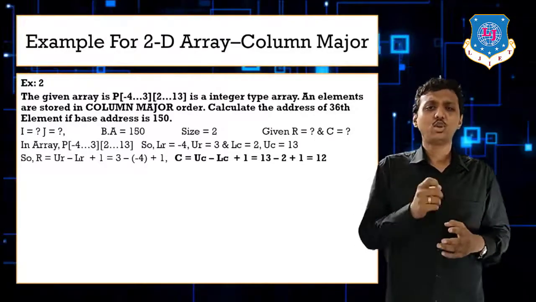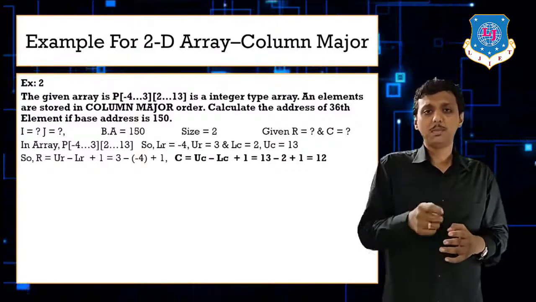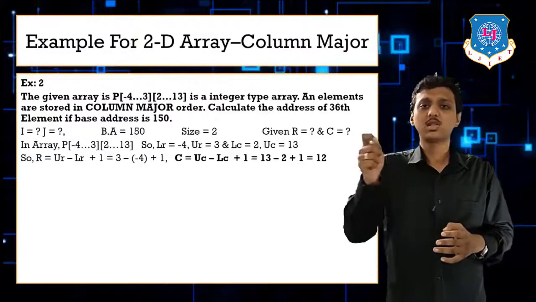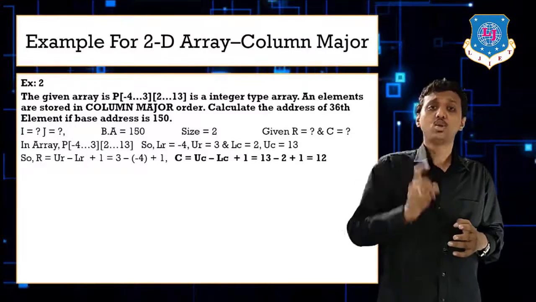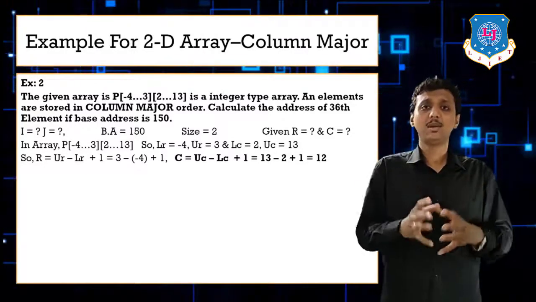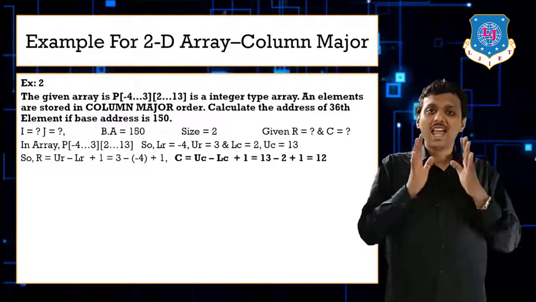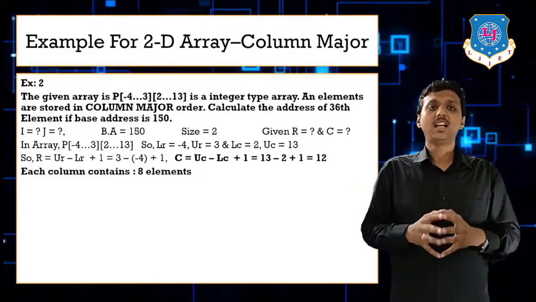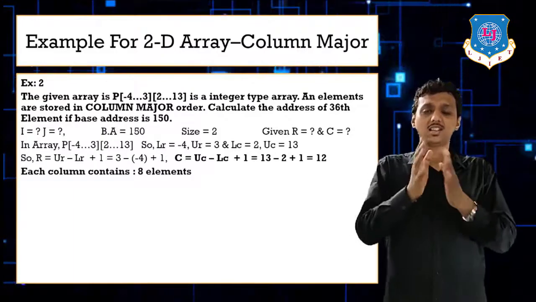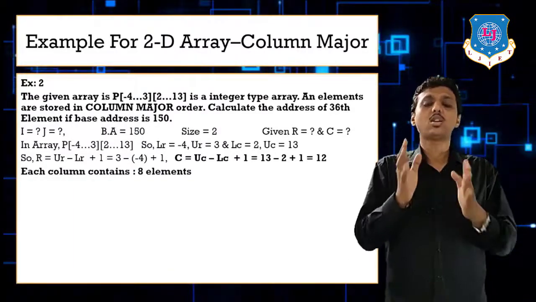Here R is equal to UR minus LR plus 1, that means 3 minus (-4) plus 1, it becomes 8, and the total number of columns, that means C, becomes 12. So we get the idea that there are 8 rows and 12 columns.